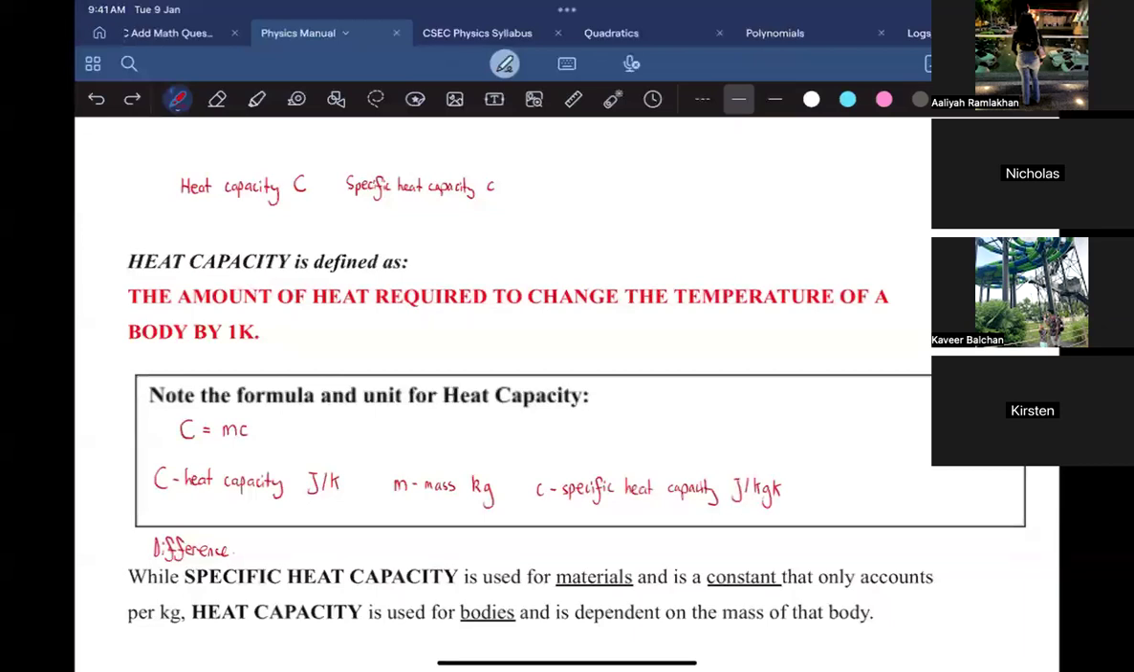Now the differences. All right. So the main difference is what heat capacity does not have in it. Justin, look at the units for heat capacity. Do you see any kilograms? No. So heat capacity doesn't have kilograms in it. Specific heat capacity has kilograms in it.